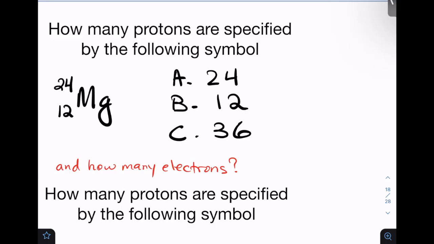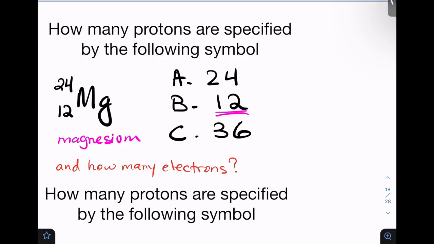So this one here, first of all, just yell it out. What's the element? Magnesium. Very good. All right. So A, B, and C. How many protons are specified by that symbol? A, B, or C? Nice and high. I see lots of the right answer, which is B. Very good. I don't think I need to explain this one anymore.